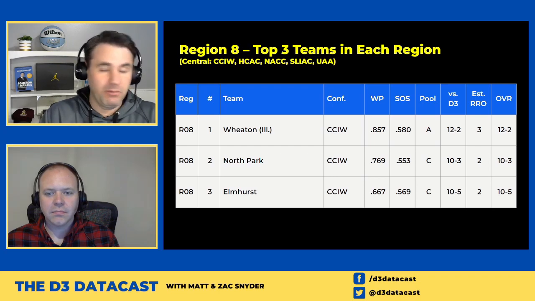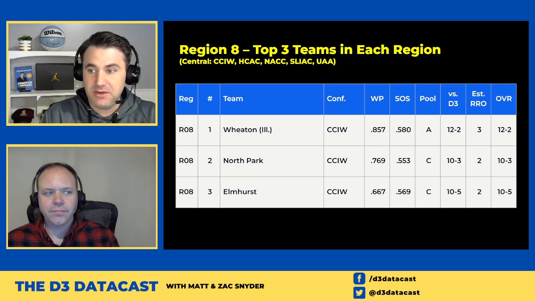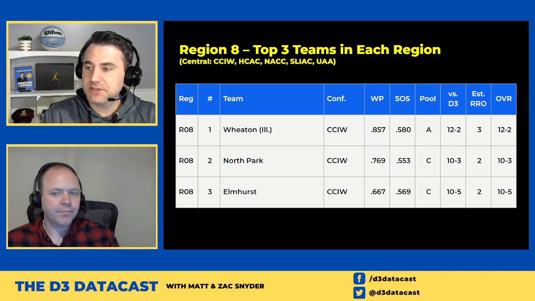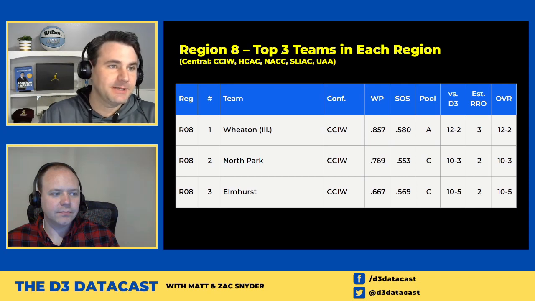So they control their own destiny of sorts. If they perform well in the UAA, they will climb this list, and I could see them finishing as high as second on this list, or maybe first, depending on what happens in the CCIW and in UAA play. So I think WashU just off this list at 4 is the way I see it.